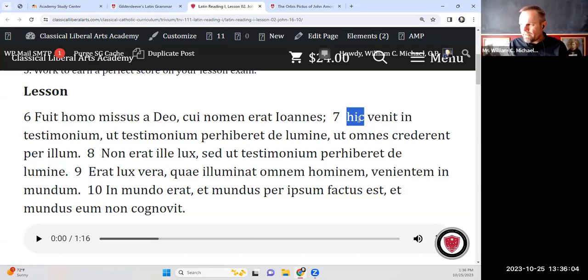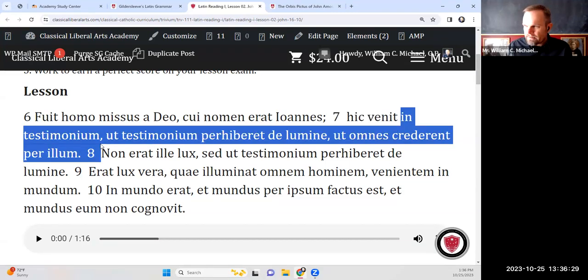So this man, and this is a masculine form of hic because it refers to a masculine thing, John. This man venit. What does venit mean? Came. Very good. This man came. Notice also that that is a perfect tense verb. So notice he came at once and it was a finished event, right? He came into the world.